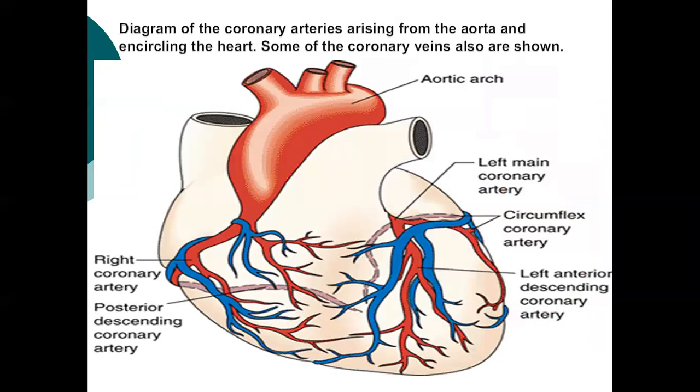This is also a diagram of the coronary artery arising from the aorta and encircling the heart. Some of the coronary veins are also shown. So if you can see, there's the left main coronary artery on the left side that usually divides into two. That is the circumflex and the left anterior descending. When you go to the right, you usually have the right coronary artery and the posterior descending artery. Both, if you are able to see way down to the ventricle, always meet somewhere down there. But you see, most of the supply usually comes from the left side of the heart. Thank you. The next slide.